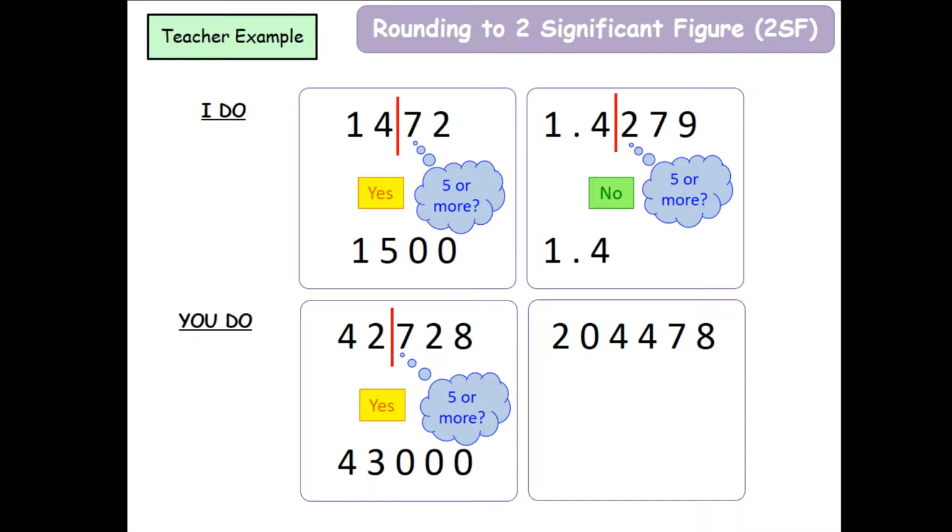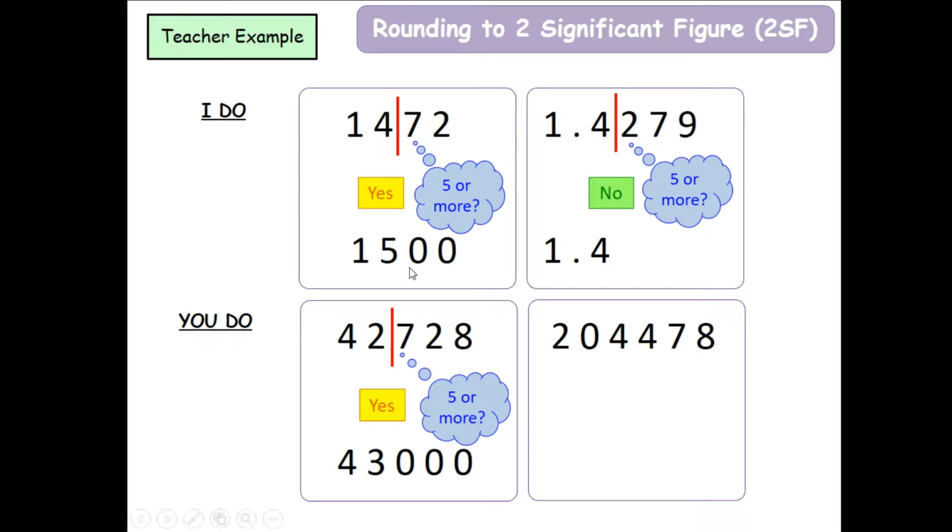Okay, next one now. Now this is slightly trickier because we've got a 0 now. If a 0 is between two numbers, it's counted as a significant figure. If it's at the start of a number, so for example, if we had 0.2, you don't count the 0. If it's between two numbers, you count the 0 as a significant figure.